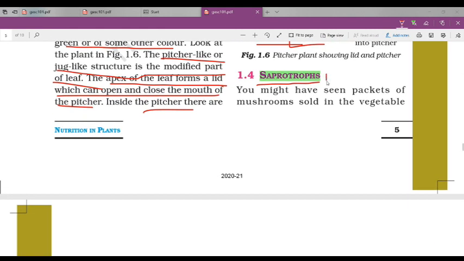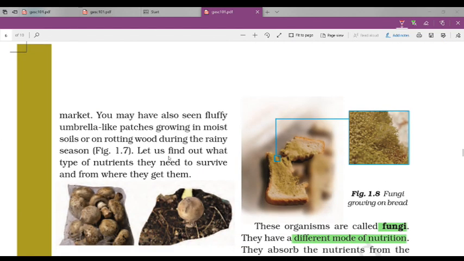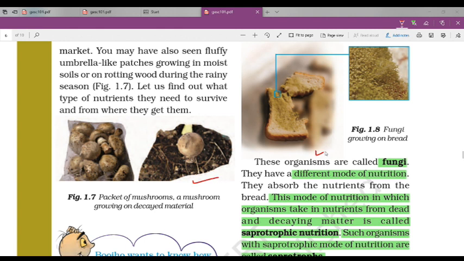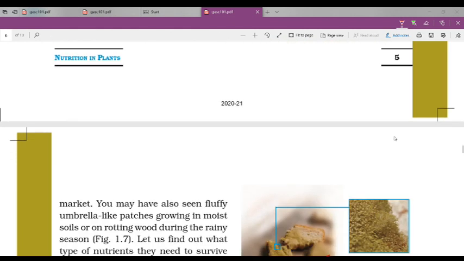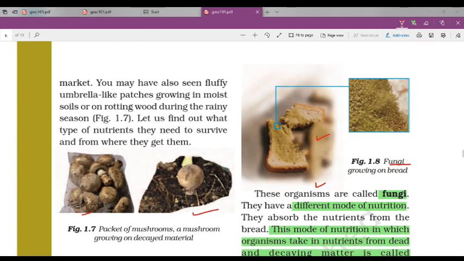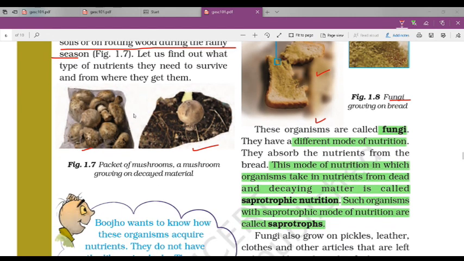Who are saprotrophs? Saprotrophs are a special group of organisms which grow on dead and decaying materials. For example, mushroom. And here you can see the growing of fungi on bread, that is yeast. You have seen packets of mushrooms sold in the vegetable market. Most of you have seen. You have also seen umbrella-like patches growing in moist soil or on rotting wood during the rainy season. That is also a different type of mushroom.